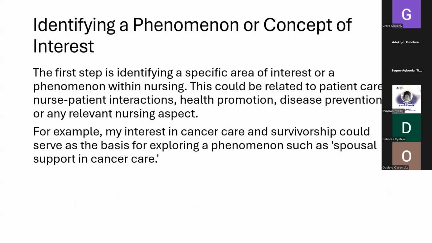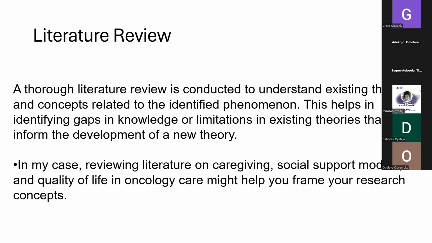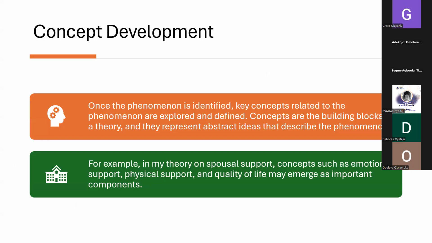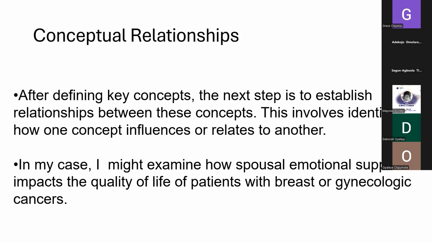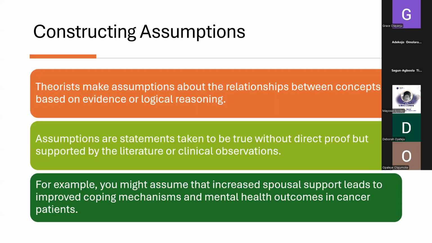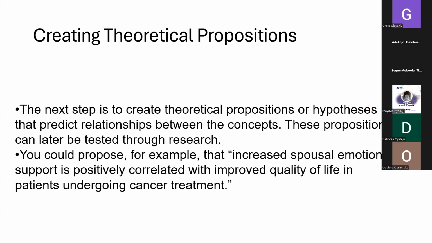In theory development, you identify the phenomenon of interest. You do a literature review. You do your concept development, either through concept analysis. You check for proposition, the relationship that exists among the concepts. Then you construct the assumption. We've talked about this already, I'm just repeating it. You create your theoretical proposition.